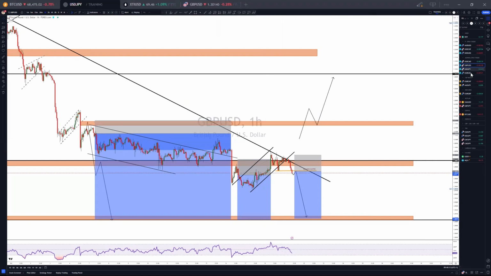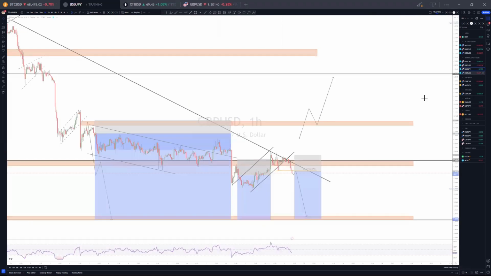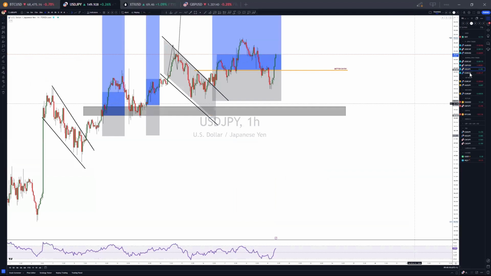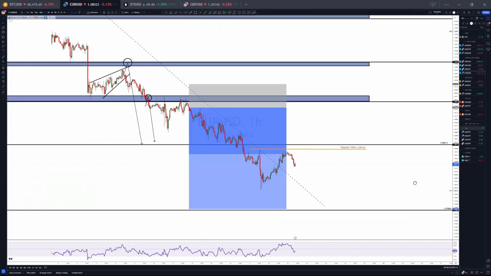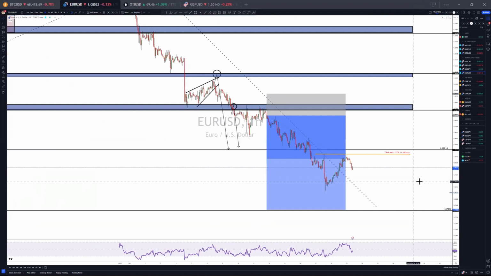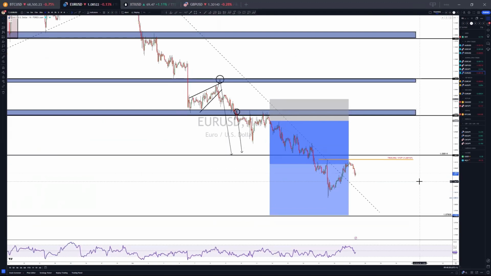USD also doing well to the upside. We have Euro USD also doing well to the downside, excuse me. So all of that is very good. The plan is just to be patient right now and see how everything goes.